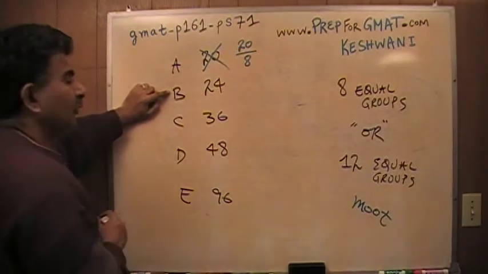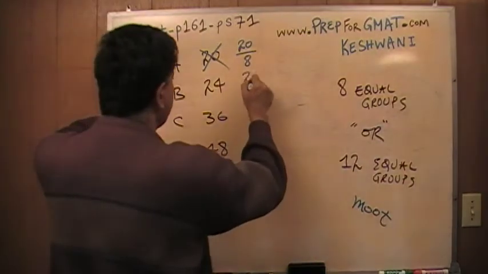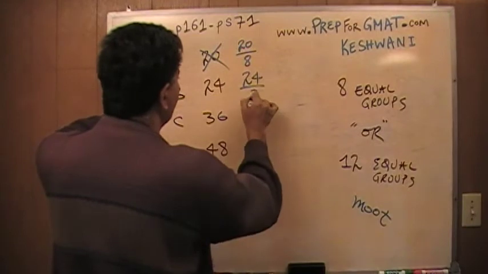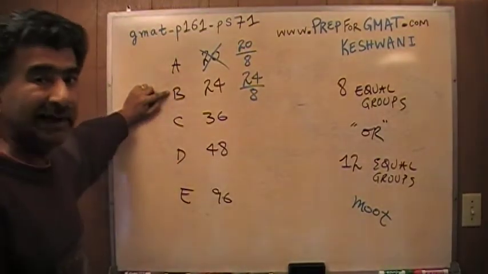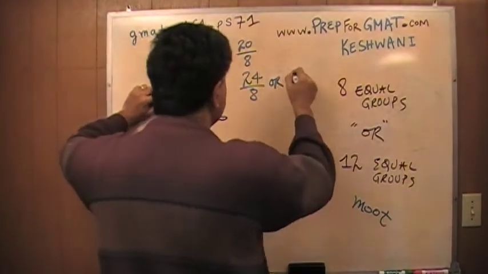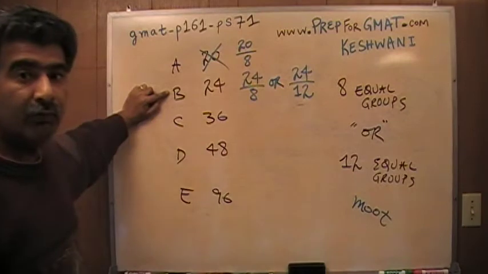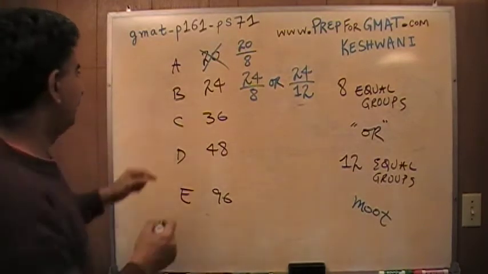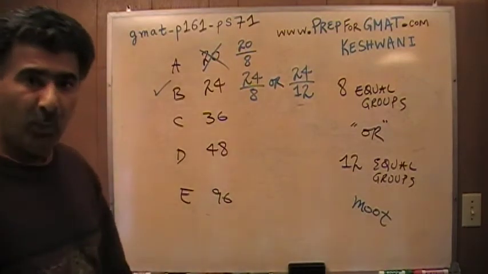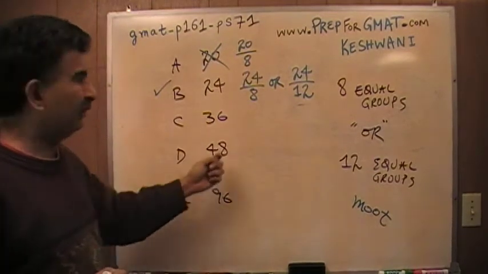24. Could 24 be the lowest number of students we can have in the class? Well, let's find out. Does 24 go into 8? Yes, it does. I can have 8 groups of 3 students each, or I can have 12 groups of 2 students each. There you go, I'm done. Since we are looking for the lowest possible number of students, it doesn't matter if the other numbers also go evenly into 8 and 12.